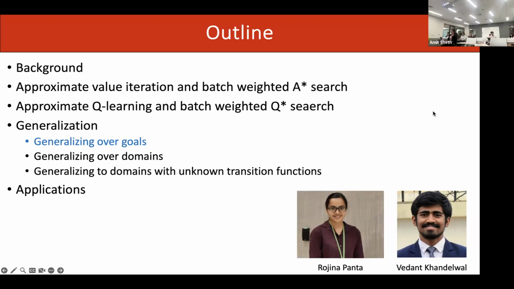So we do want to generalize over goals, but then we'll also talk about how we can generalize over domains. So we don't have to retrain one for the Rubik's Cube, the sliding tile puzzle, and so on and so forth. And then generalize to when we don't know actually what the transition function is. Say we're working in the real world with a robot, we don't exactly know what's going to happen next when we take this action. Can we still use these algorithms? Are there any questions?